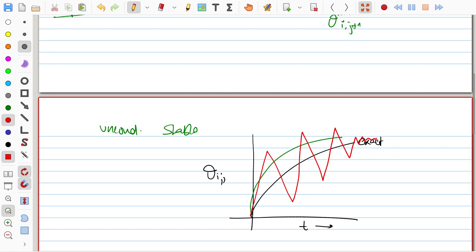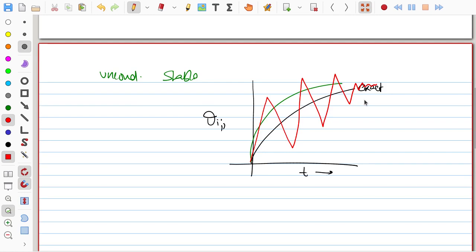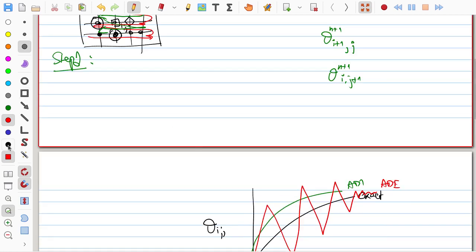Right, now the final sort of scheme I will want to discuss. Now, there are many schemes available. ADI. So, I am confusing you with the colors here. So, on this slide, this red one is ADE and the black one is exact. So, this ADE is unconditionally stable.